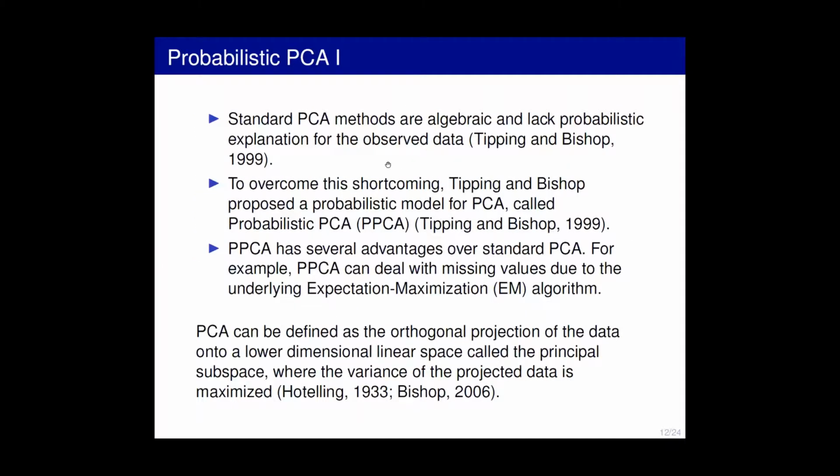So there are some drawbacks of the standard PCA because it is algebraic and has no probabilistic explanation. For this reason, Tipping and Bishop came up with probabilistic PCA in 1999. In this method, they can deal with missing values, as I mentioned before. They use the EM algorithm because they deal with statistical models and do parameter estimation.